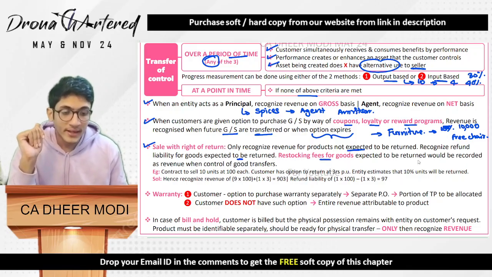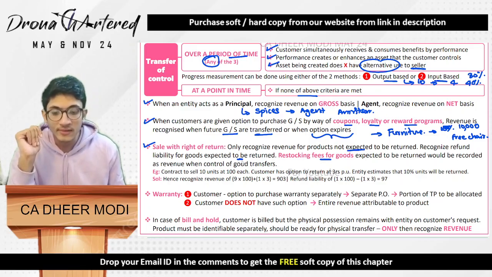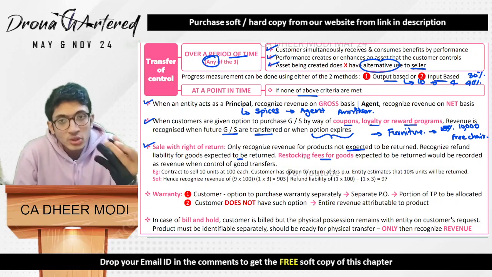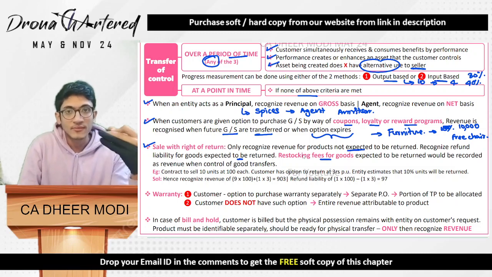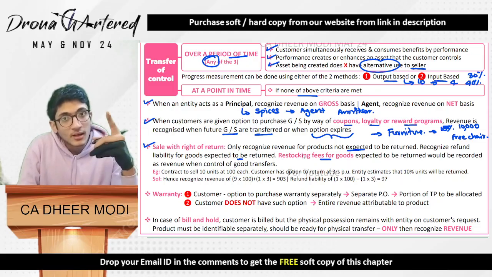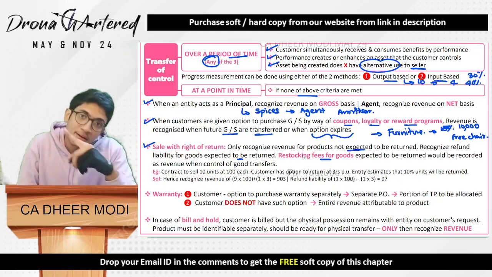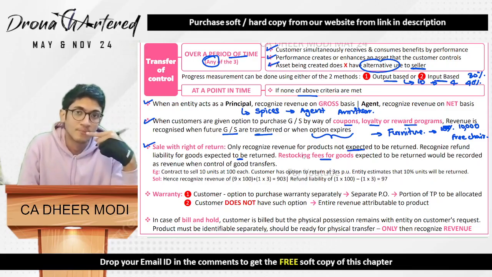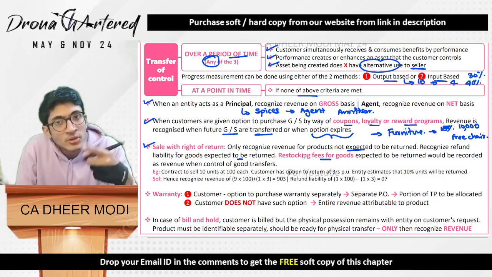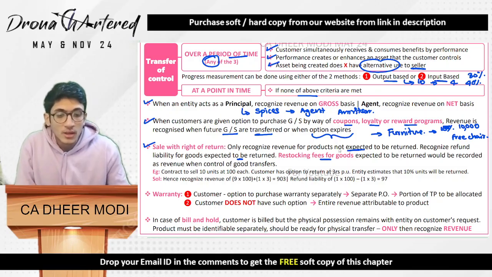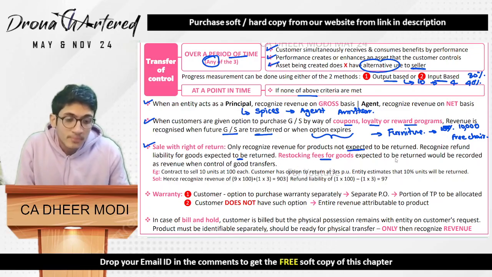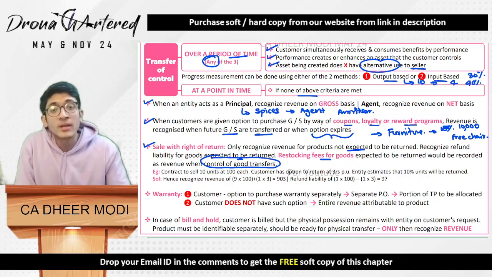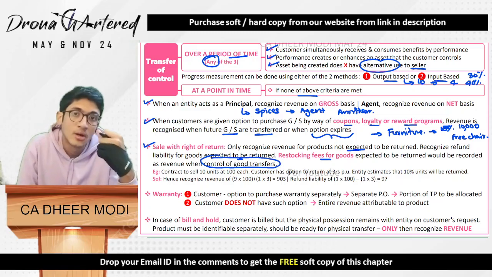Restocking fees for goods expected to be returned would be recorded as revenue when control of the good is transferred. Sometimes you charge your customers for returns. You say, I will have to get this good back from you and restock it in my warehouse. This will cost me additional money, so I will charge you restocking fees. The question is, should I record this restocking fee as revenue right now? The answer is no. It would be recorded as revenue only when control of the good is transferred. That means only when you receive the control of goods back will you recognize it as revenue.